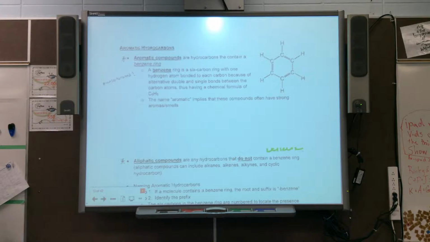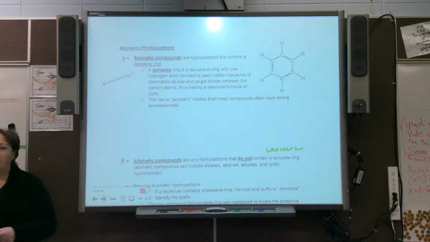Aromatics, one of the things that we know about aromatics is that they have more than one bond in them. Okay? So a benzene ring is an aromatic, and it's a 6-carbon ring with 1 hydrogen atom at each carbon because there's alternating double bonds in them. And so we call it C6H6 because there's double bonds in it.